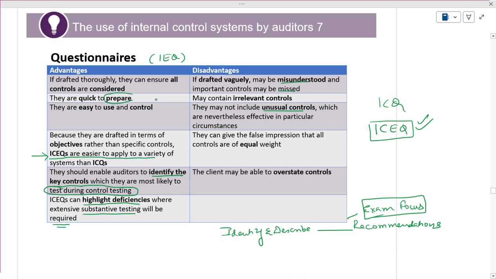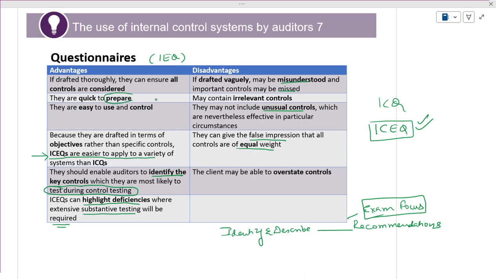Forget about that here. Nevertheless, they are effective in particular circumstances. They can give a false impression that all controls have equal weight. Again, we are not putting it on a Likert scale. We are not giving it any ranking. We are not saying strongly agree or strongly disagree. We are not going through that process.